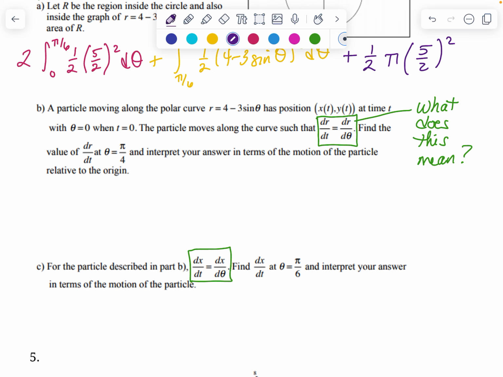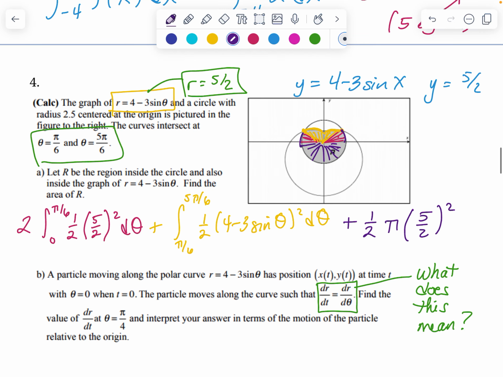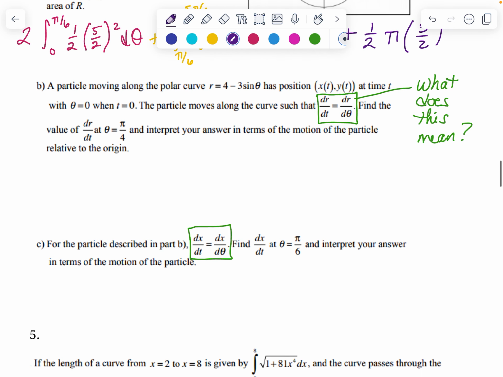Anyway, basically what they're doing is allowing themselves to have a stem of a question that's polar, and now they're kind of making it into a parametric situation, right? So they're saying, let's think about things relative to time, but time and theta work the same, okay? So now they want us to find the value of dr dt. Well, dr dt is going to be like finding dr d theta.